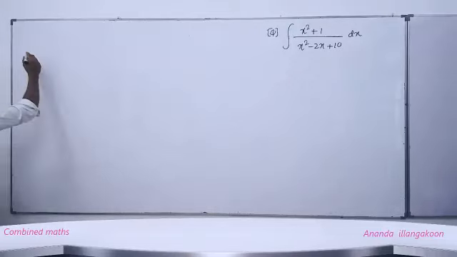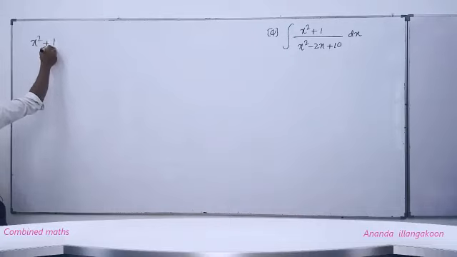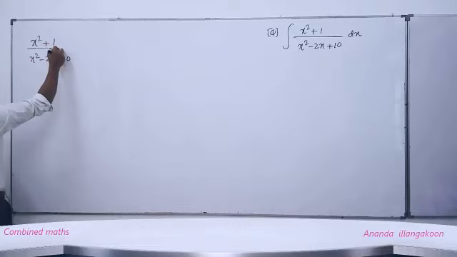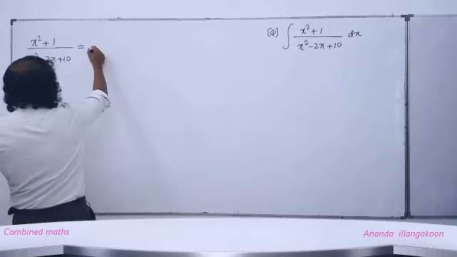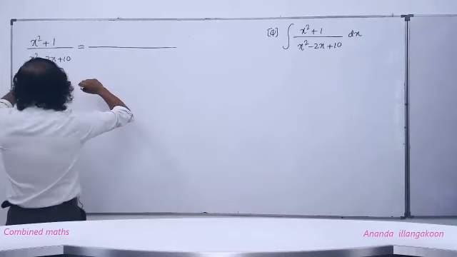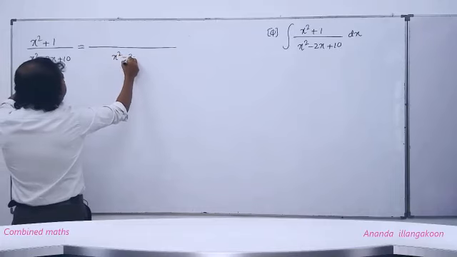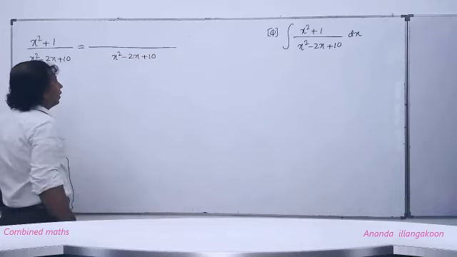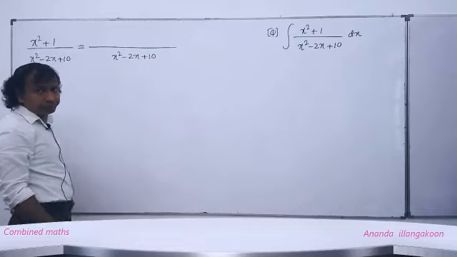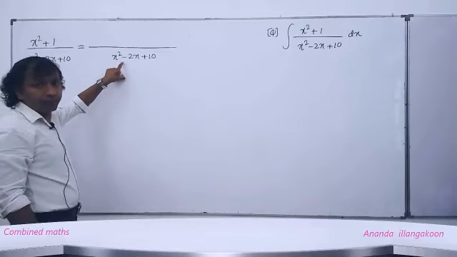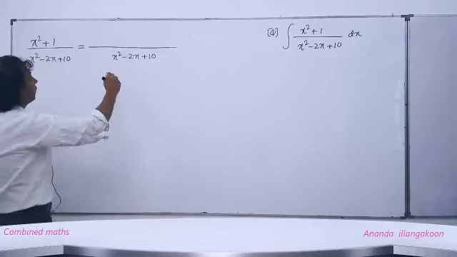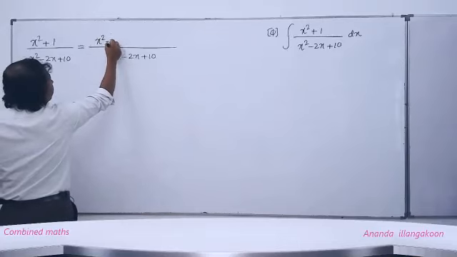Yeah, in this case, people, remember the way of getting the answer for a question of this kind. Very carefully listen to me, people. First, we write the denominator on the right hand side, like this. Now we write the same denominator at the numerator, x squared minus 2x plus 10.